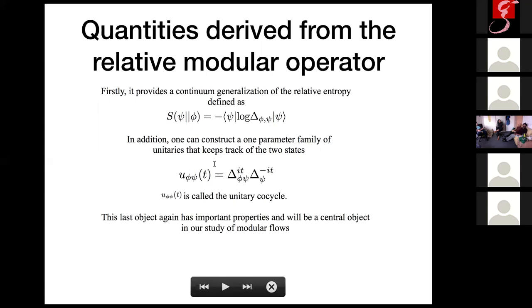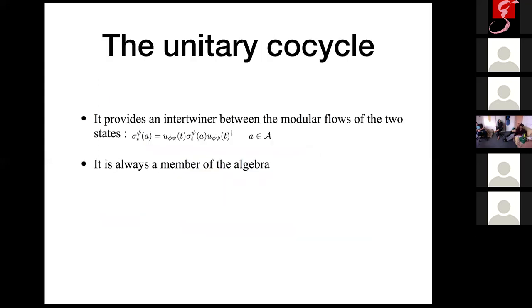So this last object has a list of very important and nice properties, but for our purposes, we just need to remember two of them. Here the notation is somewhat new, I haven't introduced it before. What's happening here is sigma phi t of A is basically the modular flow with parameter t of operator A in the state phi, okay?